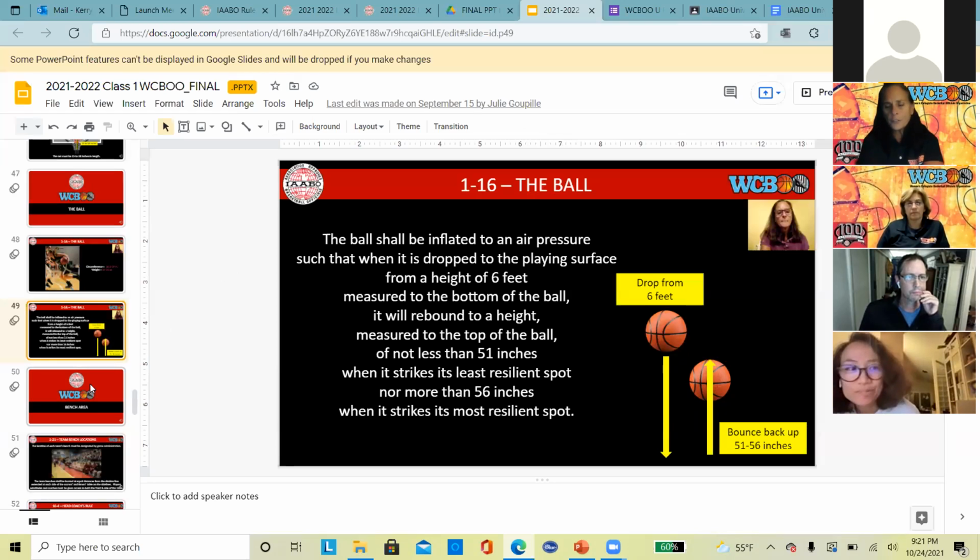What we usually do is we ask the point guard to pick out a ball because they have to handle the ball most of the time. They know the feel of the ball and how hard they want it to bounce. So that's why we ask the point guard to pick it out. Deader is better. Always remember that. You don't want a bouncy ball. You don't want too dead of a ball, but deader is better.